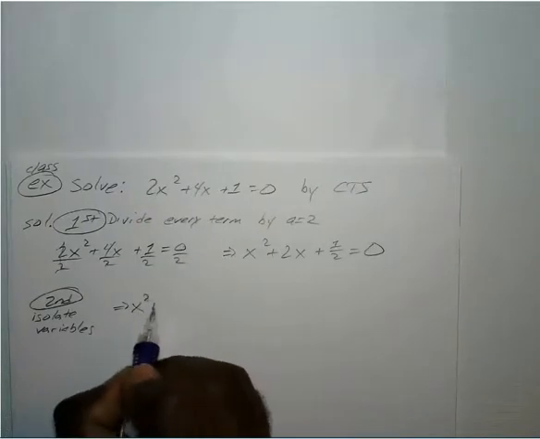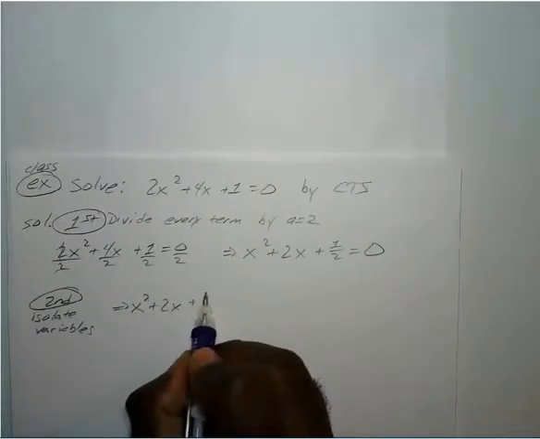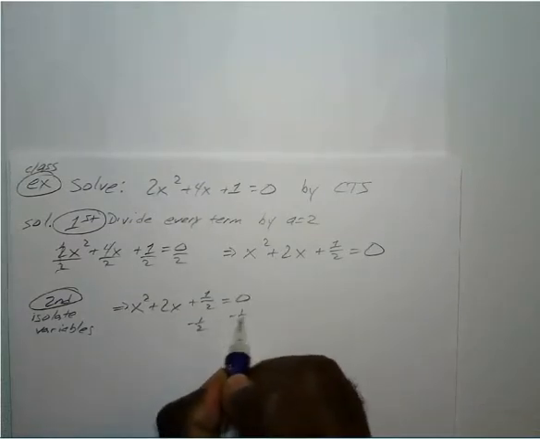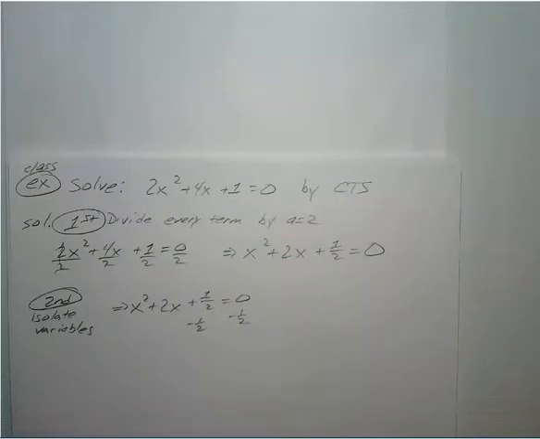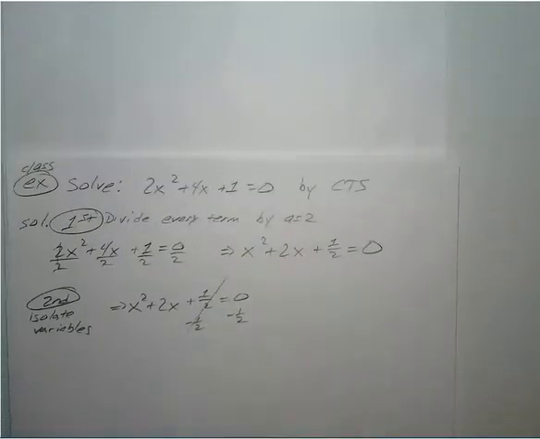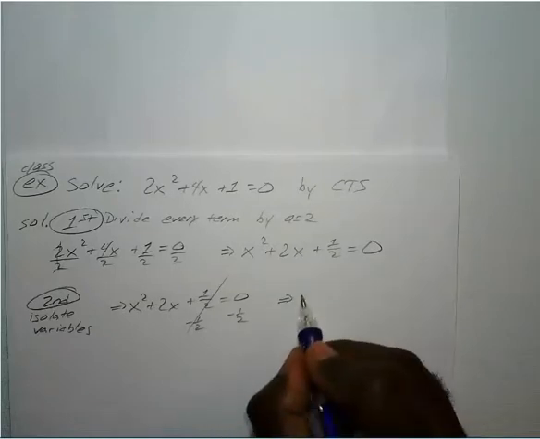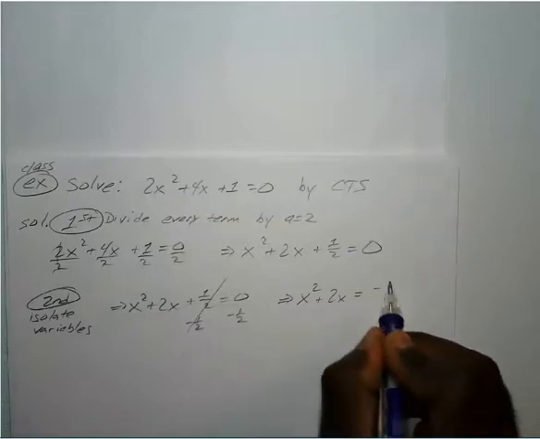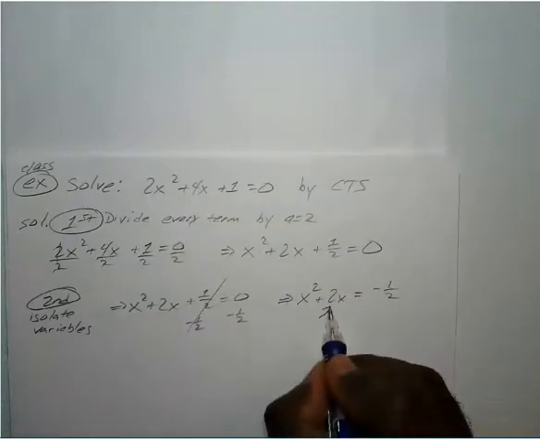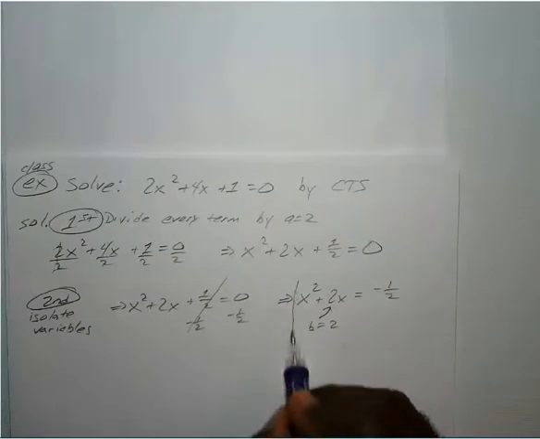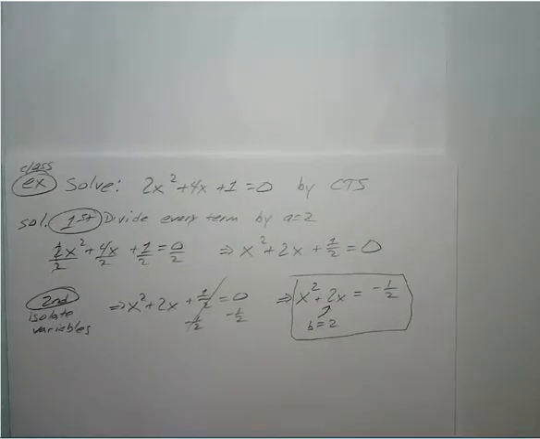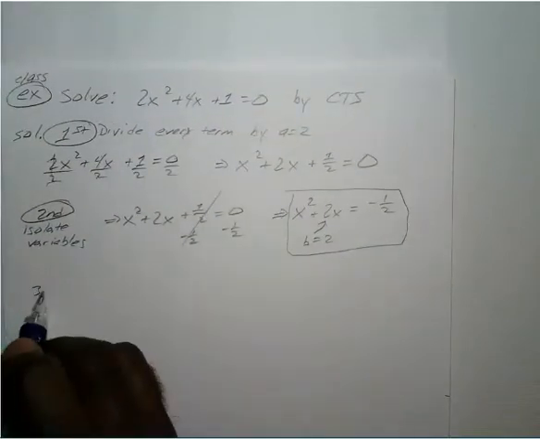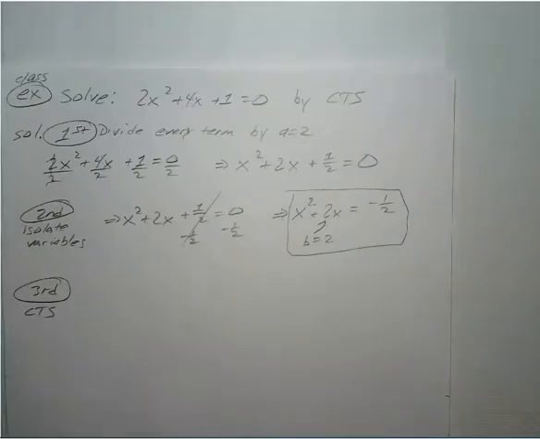So your x squared plus 2x plus 1/2 equals 0. We just subtract 1/2 from both sides. So these two disappear. So we have x squared plus 2x equals negative 1/2, where our b is equal to 2. Okay, so that's all the information we need right there to keep going. So remember, your third step is where you complete the square.